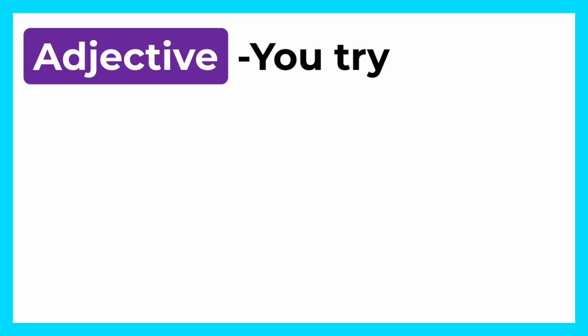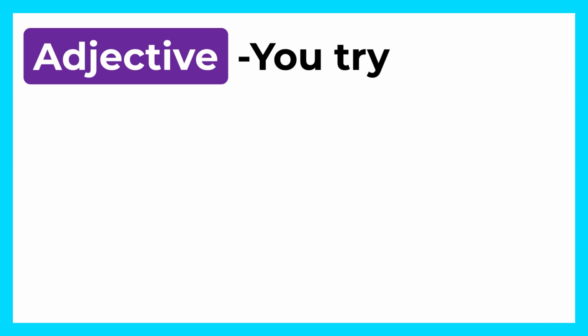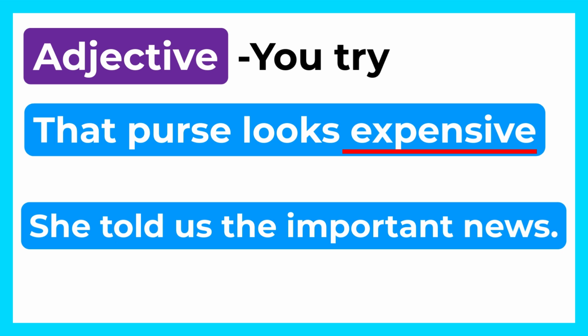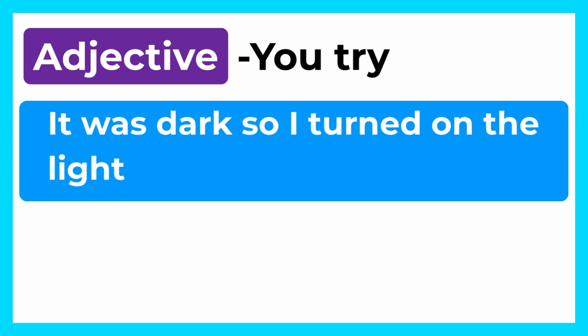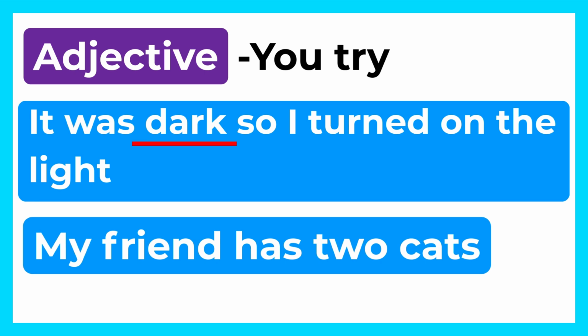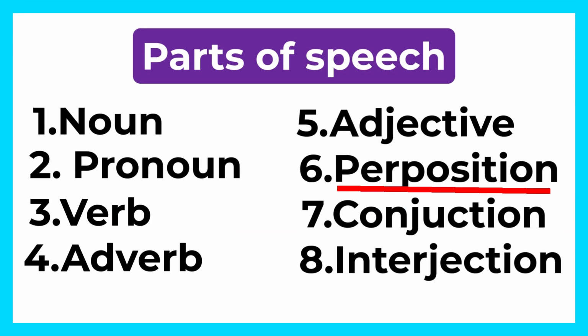Now, you try. Read the sentences and identify the adjective. The bag looks expensive. The adjective in this sentence is expensive. She told us the important news. The adjective in this sentence is important. It was dark, so I turned off the light. The adjective in this sentence is dark. My friend has two cats. The adjective in this sentence is two.